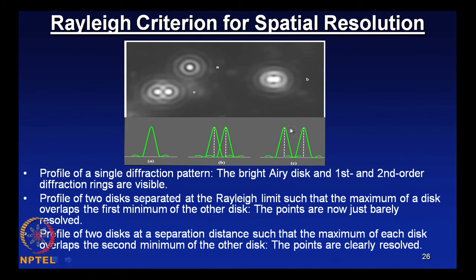But if you look at the intensity profile C, two disks at a separation distance such that the maximum of each disk overlaps the second minimum of the other disk, like we have seen in the previous schematic, you can see that the minima of the second source is matching with the first maxima, then the points are clearly resolved. So that clearly tells the Rayleigh criterion for spatial resolution. I hope you will get this.